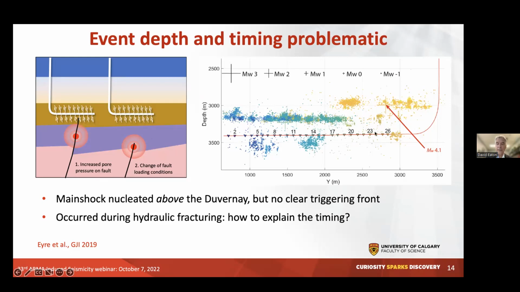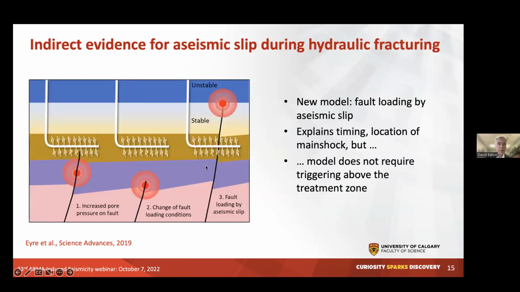We found it odd that we weren't seeing any kind of Kaiser effect-like triggering front that connected the main shock back to the injection well. And this event occurred during the injection of one of the stages, but the timing was just a little bit hard to explain through either of these two models. So we proposed a new model.